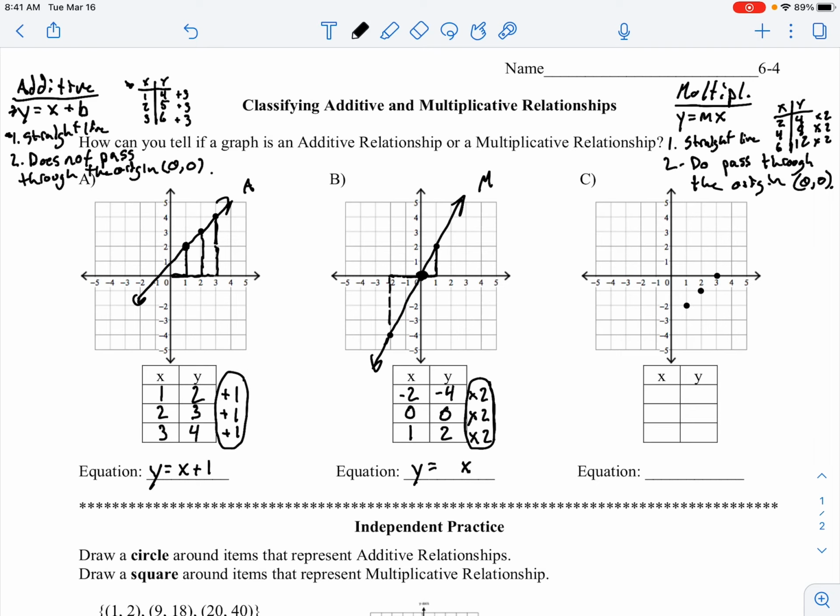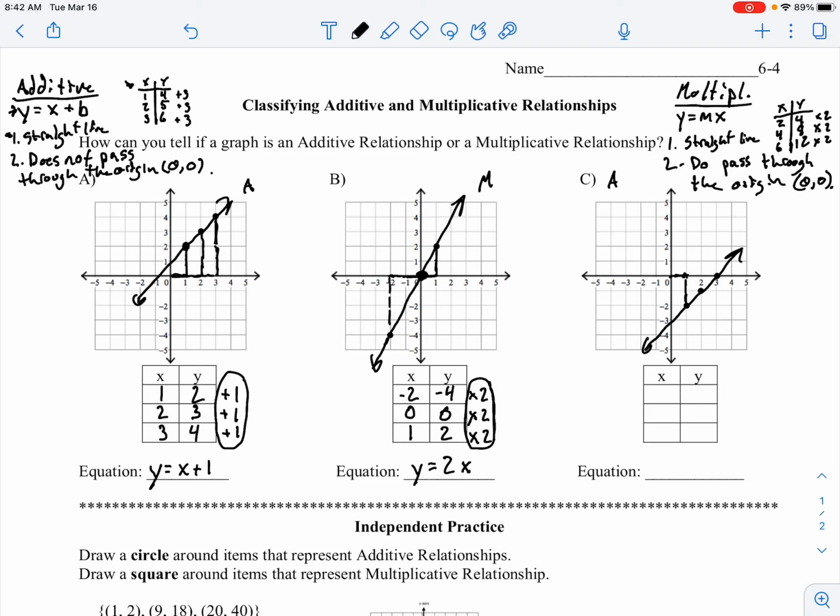So our equation is going to be y equals m times x, and we just said that m is 2. So there's our equation for that line. And then finally, we've got one more to do here. One more to go through together. So my first point, well, first of all, let's take a look. It does not go through the origin, but it is a straight line. So we think this will be additive.